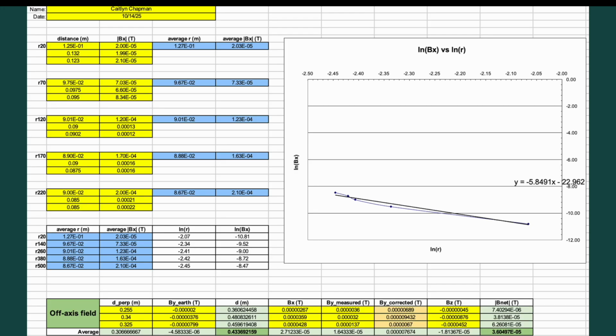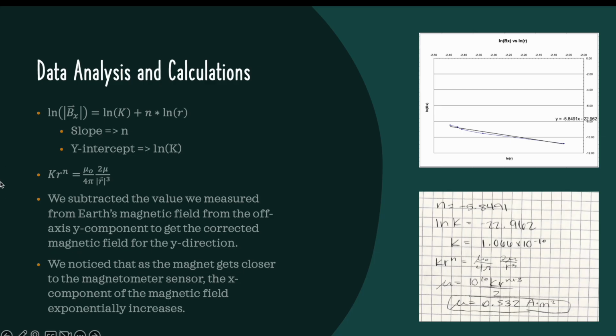This is a chart of all of our recorded data from both parts of the experiment. On the left side above, we have all of our values for the on-axis field. And on the bottom, we have all of our values for the off-axis field that were recorded. Over here, we can see a chart generated from all of these recorded values that is represented by a linear regression. It says the natural log of the x component of the field is equal to the natural log of k plus n times the natural log of r. And we have this chart back over here on the right side.